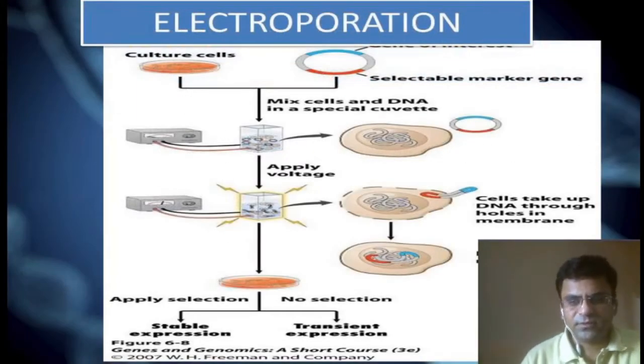The very first method we are going to discuss is electroporation. Electroporation uses electrical pulses to produce transient pores in the plasma membrane, thereby allowing DNA into the cell. These pores are known as electropores. The cells are placed in a solution containing DNA and are subjected to an electrical pulse to cause holes in the membrane. The foreign DNA fragments enter through the holes into the cytoplasm and then to the nucleus.